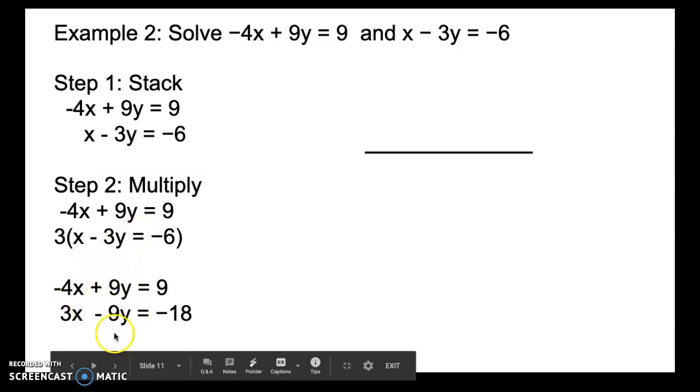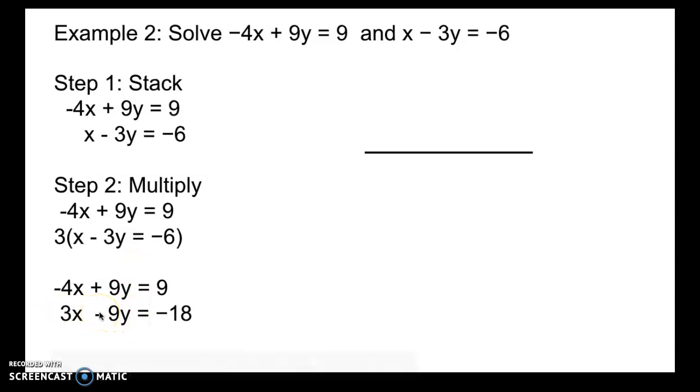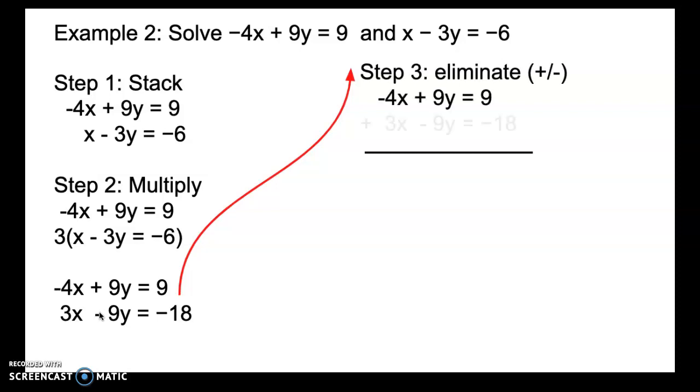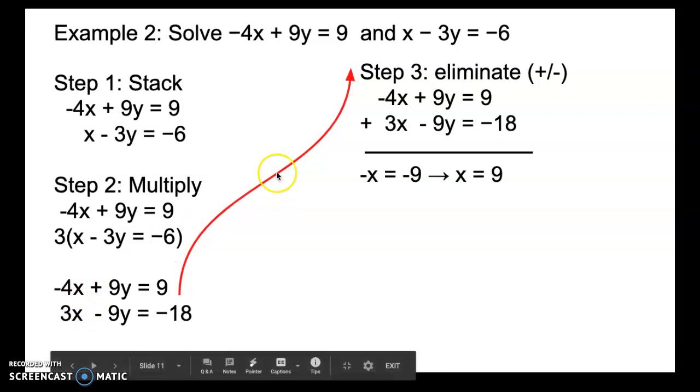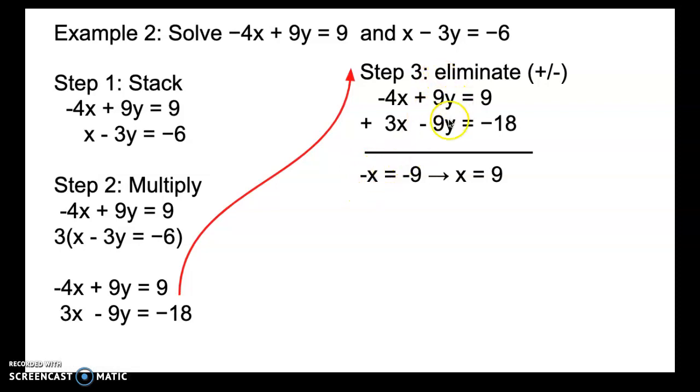Okay, now notice how we have both 9's in front of the y's, and if we add these two, we get to get rid of the y. So let's do that. Stack them up. Let's add them up. So negative 4x plus 3x gives me negative x left over. The y's cancel out, so they eliminate, and then 9 minus 18 is negative 9.